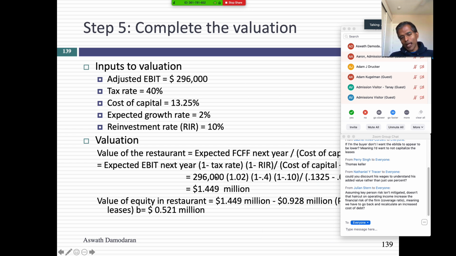I threw a lot of mechanics in there, but basically all I'm doing is taking expected free cash flow to the firm next year divided by r minus g. If this were a high growth restaurant, you'd use a two-stage. Once you get the numbers, the process of valuation is exactly the same as with the public company. Any questions on the 521,000?